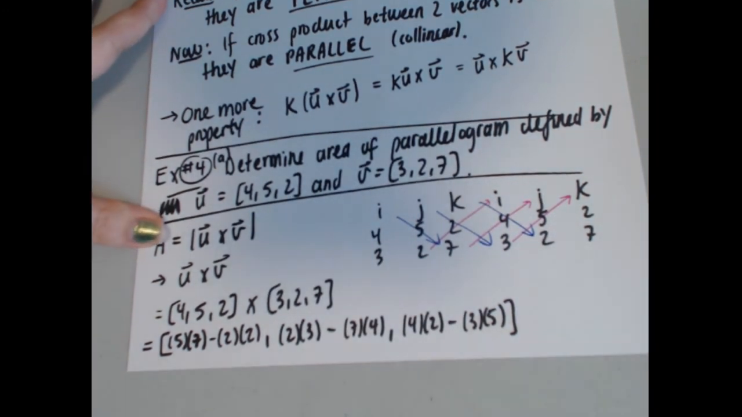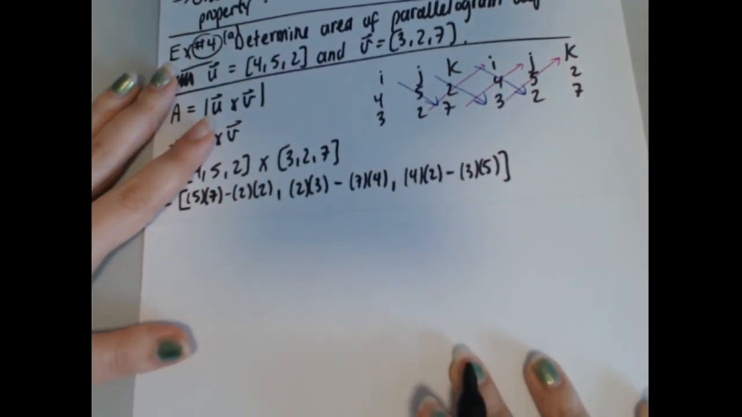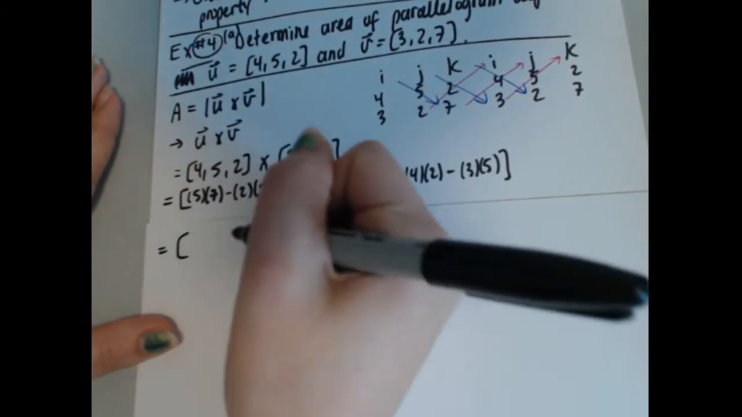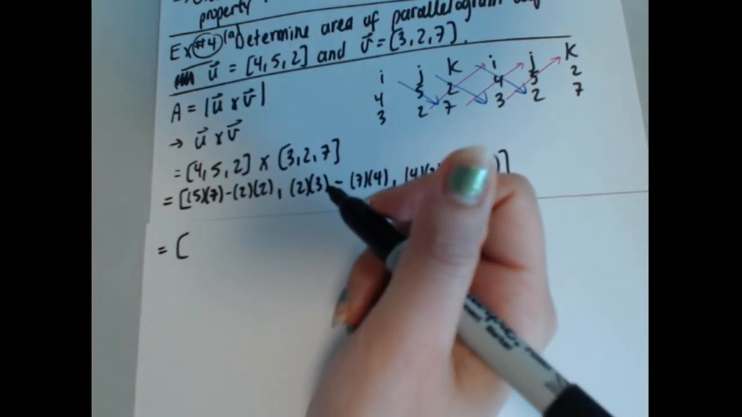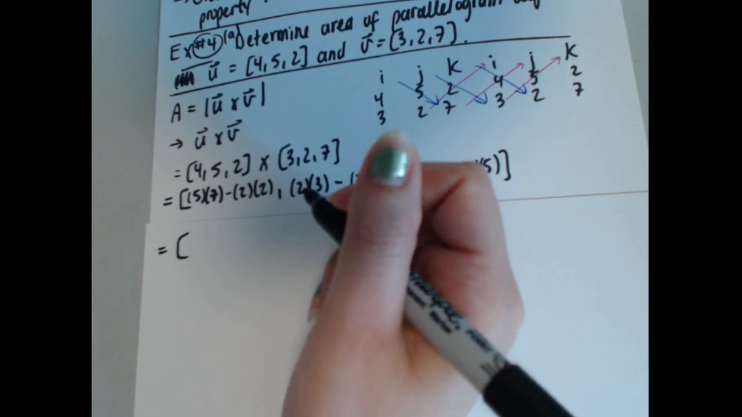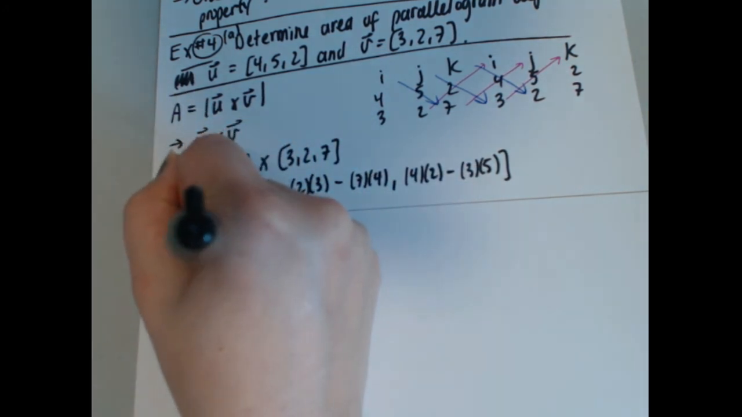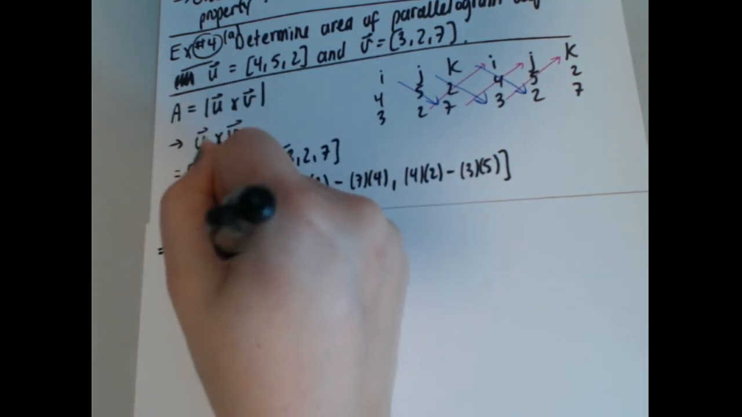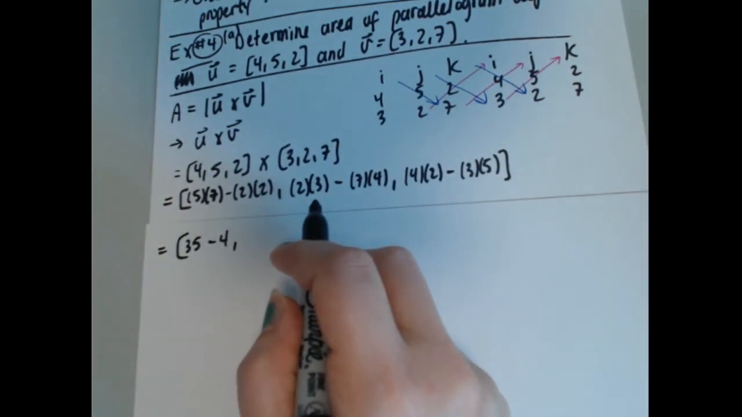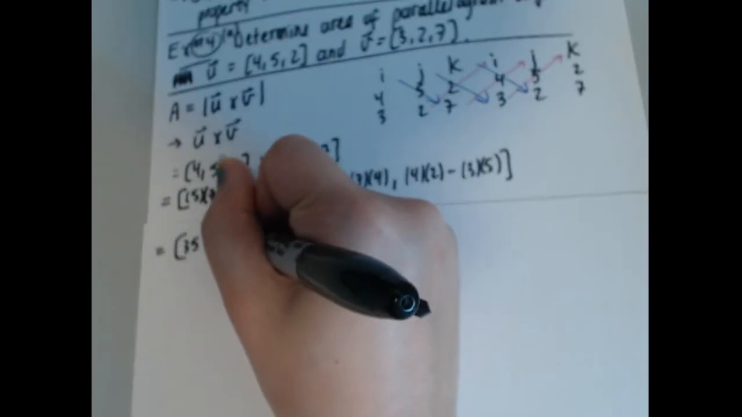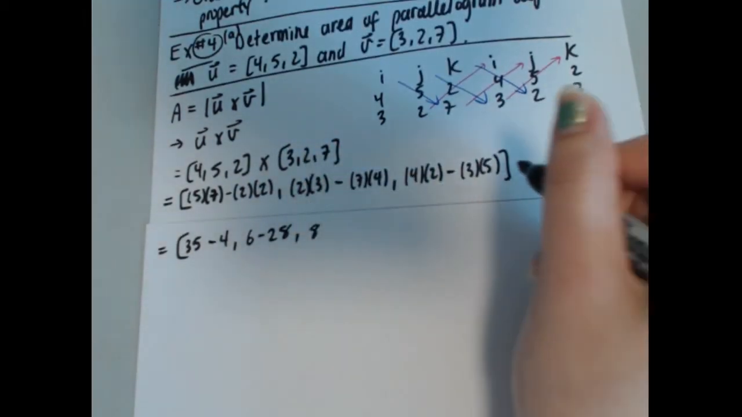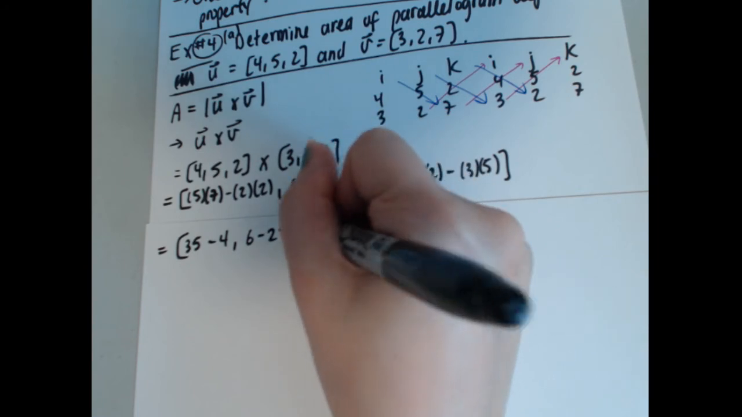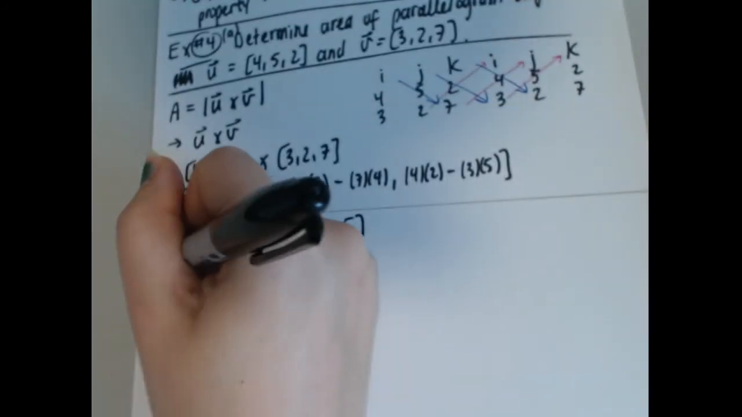Okay, let me grab another piece of paper here. So 5 times 7, that's a little bit easier to calculate. 5 times 7, that's 35, minus 2 times 2, which is 4. 2 times 3 is 6. 7 times 4 is 28, so 6 minus 28. 4 times 2 is 8. 3 times 5 is 15. So this is what we're trying to figure out.